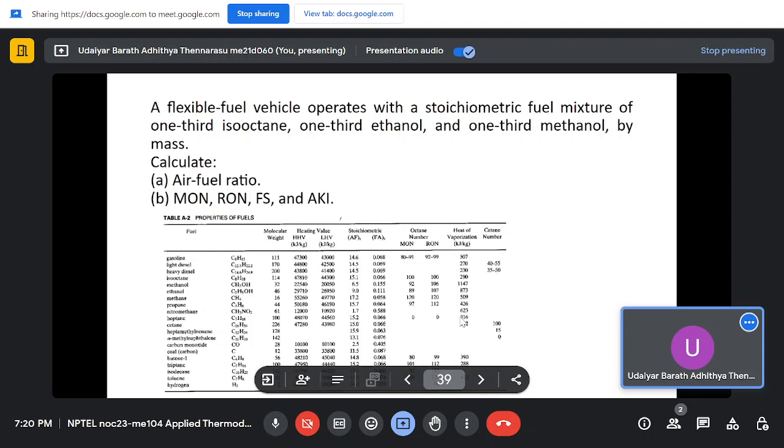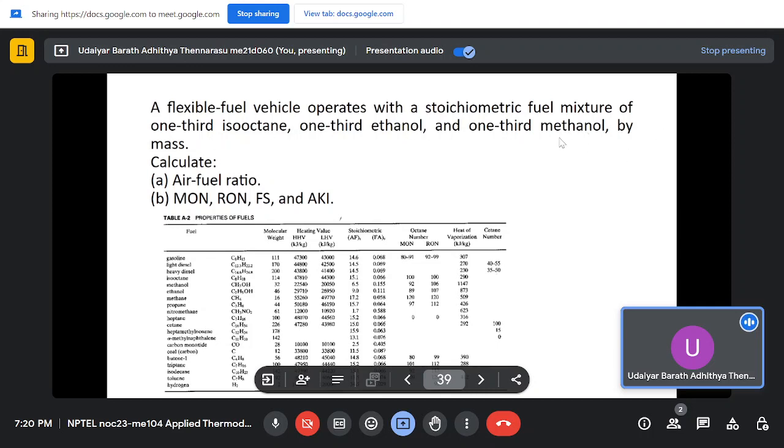So the next is moving to the next question. The question is, you have a flexible fuel vehicle that operates with a stoichiometric fuel mixture of 1/3 isooctane, 1/3 ethanol, and 1/3 methanol by mass. So there's equal proportion of isooctane, ethanol, and methanol.